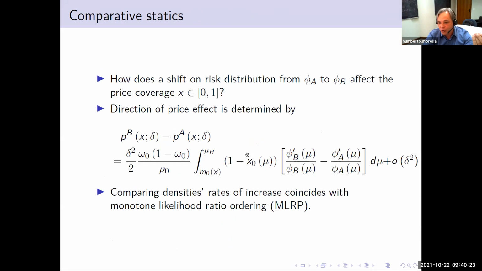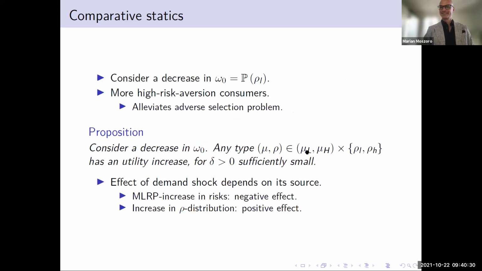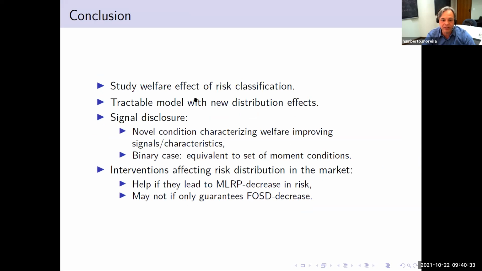Finally, we can also do comparative statics, because this formula here is built in terms of the comparison of these two terms. Okay. Just to conclude very briefly, what you do in this paper is study welfare effects of risk classification. You present a tractable model with new distributional effects, and the signal disclosure has this interesting idea: a novel condition characterizing welfare improving signal structures, and in the binary case it is equivalent to the set of moment conditions that I didn't have time to show you in detail in this presentation. I'm sorry for overpassing the time. Thank you.